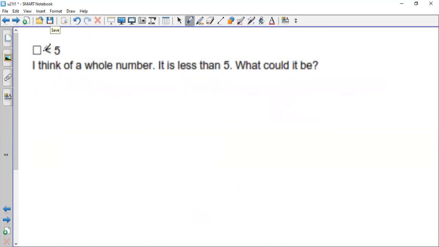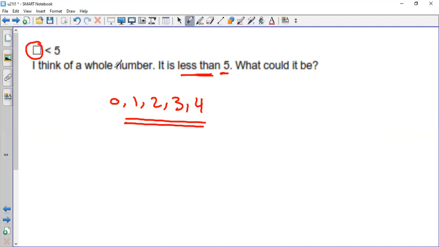What number is less than 5? I think of a whole number, it is less than 5. What could it be? This is an inequality. There are many solutions for this inequality. So for example, I can choose any number that is less than 5, like 0, 1, 2, 3, 4. And I cannot choose 5 because it is equal to 5. These are the 4 possible solutions for this inequality.